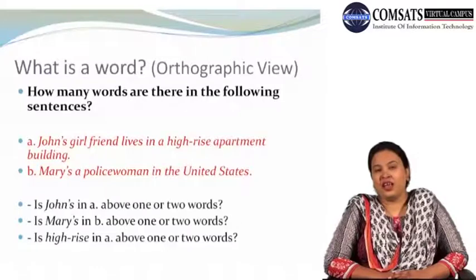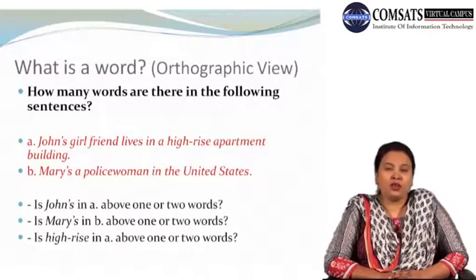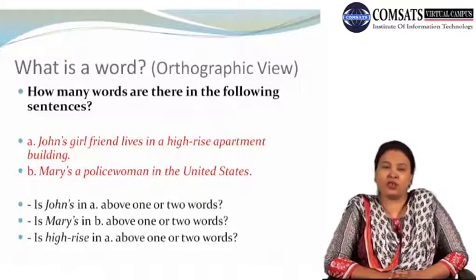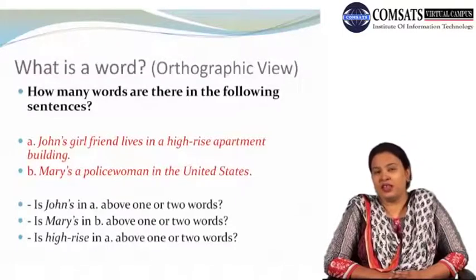Mary's here is again apostrophe s, but here Mary's doesn't mean a possessive noun. Rather, it is a contraction for Mary is. Mary is a policewoman. So Mary and is, they are two words. But if you have counted Mary's as a single word, then there would be a problem. So this way in writing we get confused, especially when apostrophes are used, and we are unable to count exactly the number of words inside them.